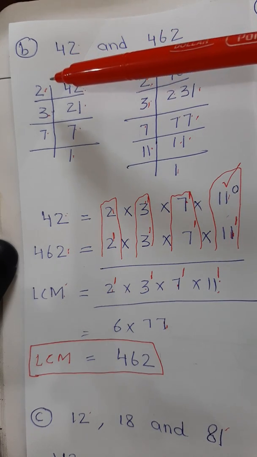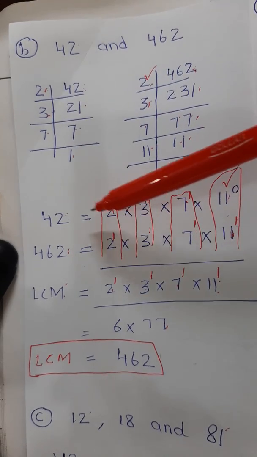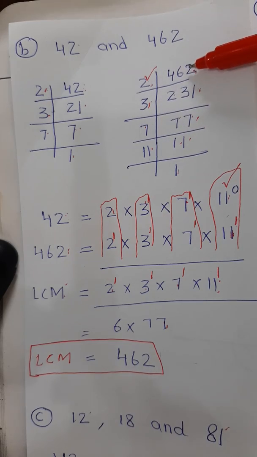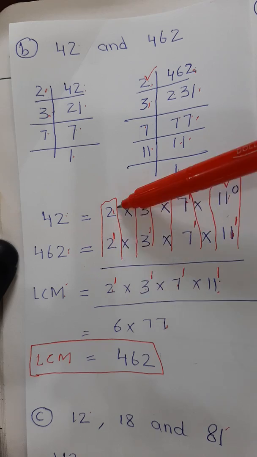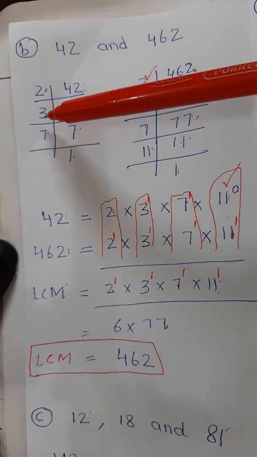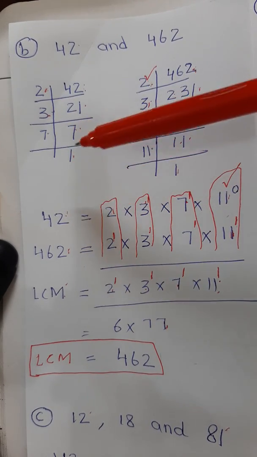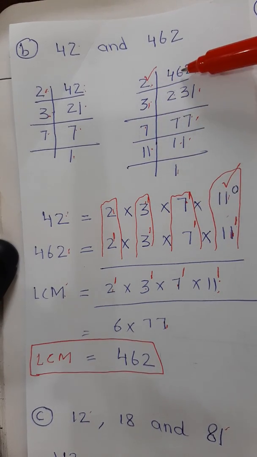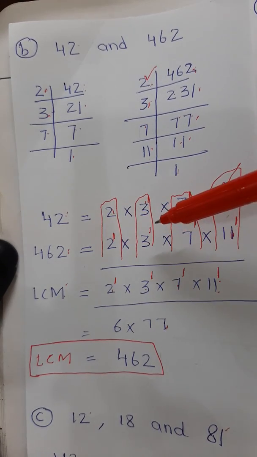First of all, starting from 2, 2 is a factor of 42, so 2 is written in the factors of 42. 2 is also a factor of 462, so in the factors of 462, write 2 in the column of 2. The first column of 2 is complete. Move to the next factor of 42, which is 3. So 3 is written in the factors of 42. Now look for 3 in the factors of 462. Yes, we have got a 3 in the factors of 462. Write down 3 in the factors of 462.